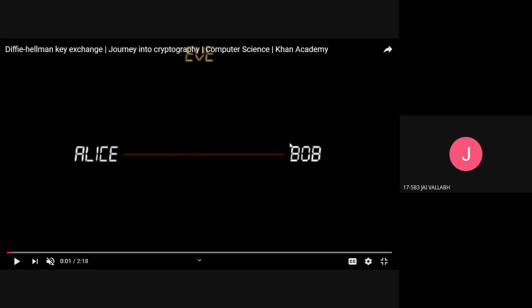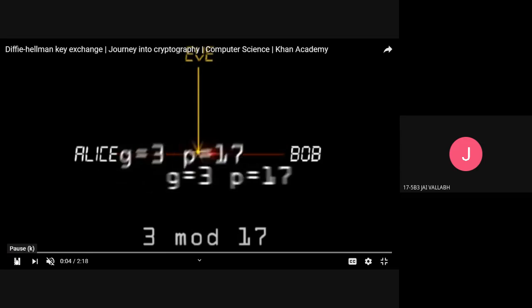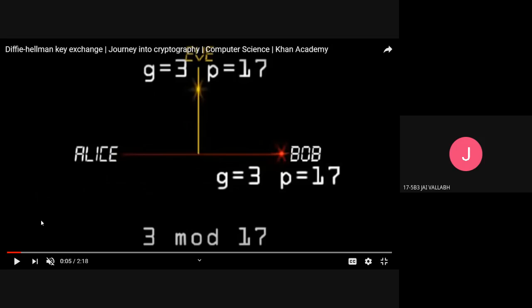Okay. Now consider Alice and Bob, where Alice is the sender and Bob is the receiver. Consider that they are using an insecure channel which is being monitored by some third person, call it Eve. To provide security, the key we are using should not be known to the third person. So we will be using the Diffie-Hellman algorithm.